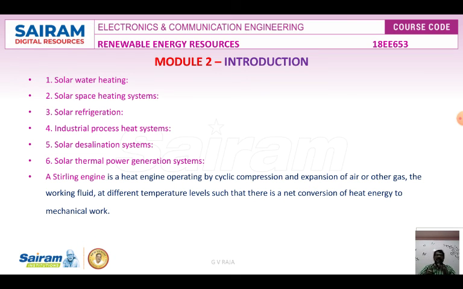Okay, the solar heat energy is converted into mechanical energy, and mechanical energy is converted into electrical energy with the help of this Stirling engine, or otherwise we call it a Brayton engine. So the Brayton engine and Stirling engine are heat engines operating by cyclic compression and expansion based upon the chamber temperature or that particular piston temperature. Okay, and any other air or gas or working fluid is also used at different temperature levels in order to convert that heat energy into mechanical energy.